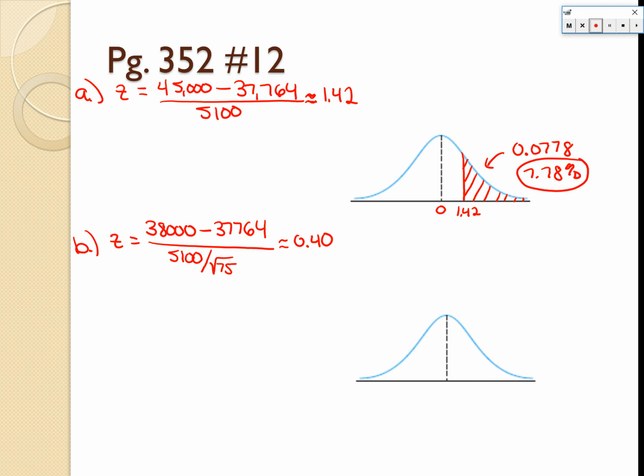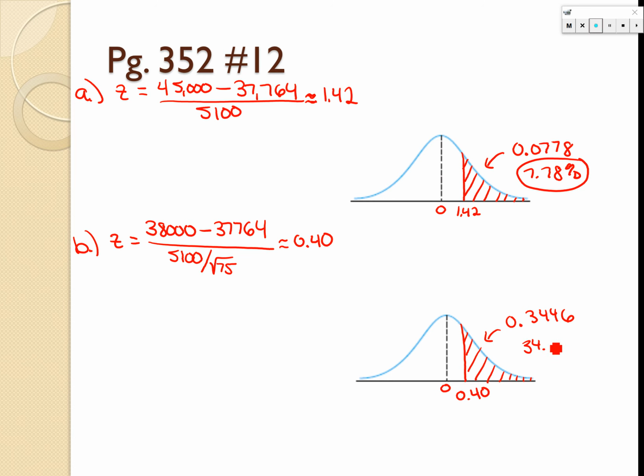So now that we have our Z value, let's draw our picture. Z is 0.40. And we want to know the probability that the sample mean is greater than that. So either look up your Z value in table E or use your calculator, whichever you've come to like at this point. The area there should come out to be 0.3446. Again, we're just asked for a probability, so the decimal is absolutely fine.